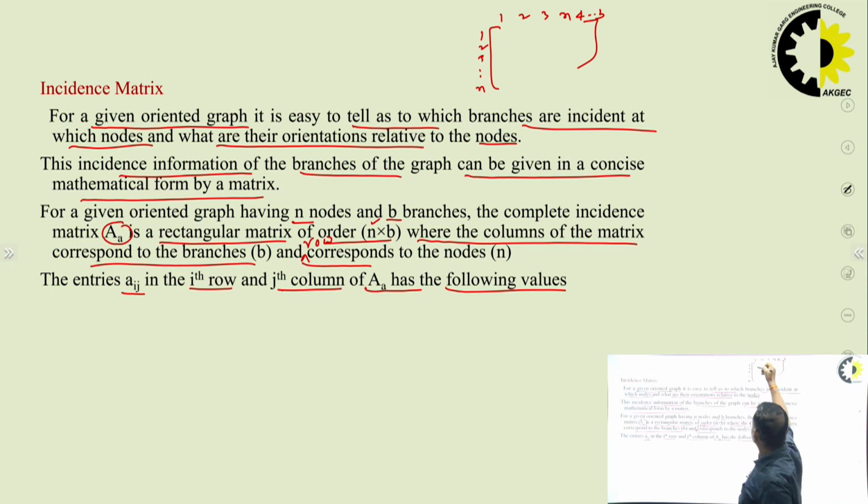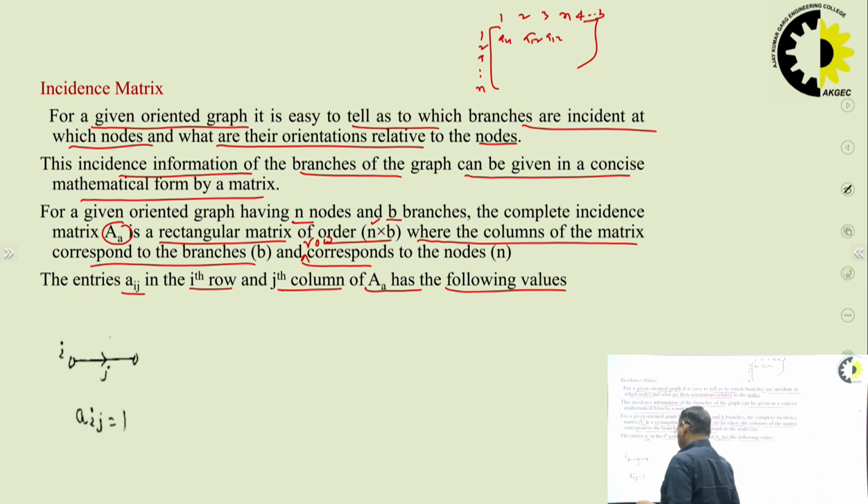So these are the entries: this is A11, this is A12, A13. I will define Aij. If branch j has its orientation away from node i, where this is node i and this is branch j, then its value Aij is 1. Suppose this branch is incident at node 1, so branch 1 is incident at node 1 and its orientation is away from node 1. So its value will be 1.